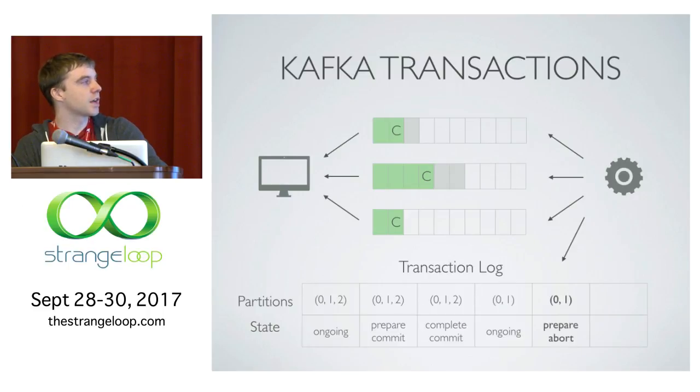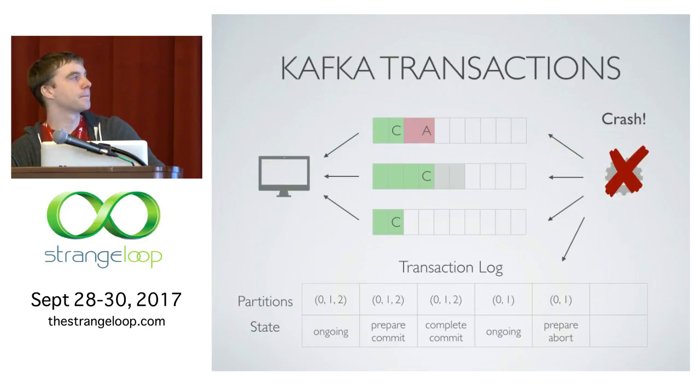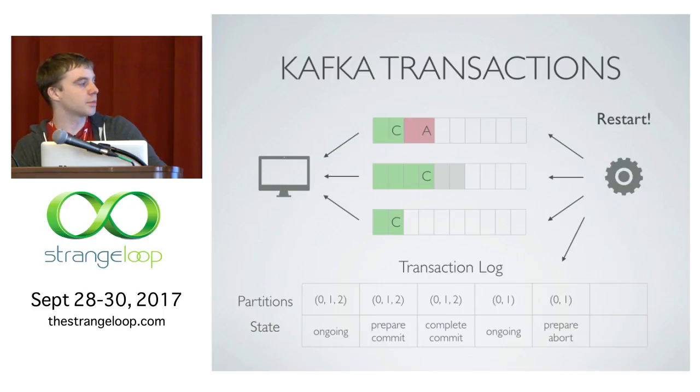Maybe we hit some kind of error during processing. Then we prepare abort. Now we go to write our markers. And then maybe we suddenly have a crash. So in this case, we'll restart the process. And the first thing we'll do is look inside this transaction log to see what we were doing before. We were preparing to abort. So that means we need to write markers. And it's OK if we write the same marker twice. There's no data in between it.